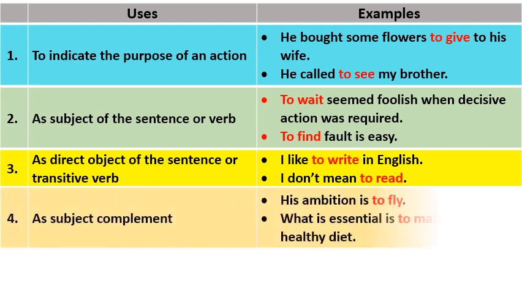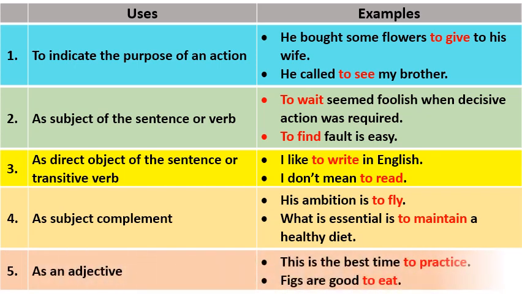Number 4, it is used as subject complement. When a complement is given to the subject, then a to infinitive verb is used. For example, his ambition is to fly. So here to fly is a to infinitive verb. Number 2, what is essential is to maintain a healthy diet. So here to maintain is a to infinitive verb, and it is used as a subject complement.